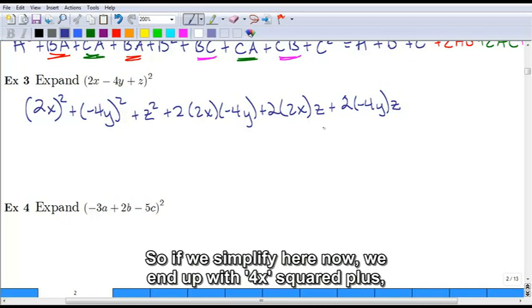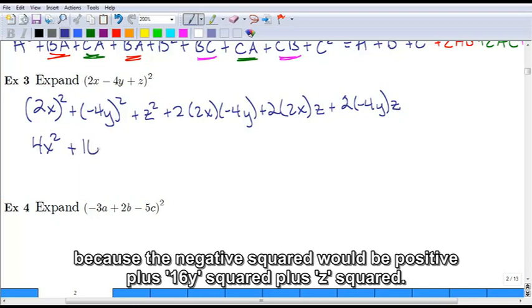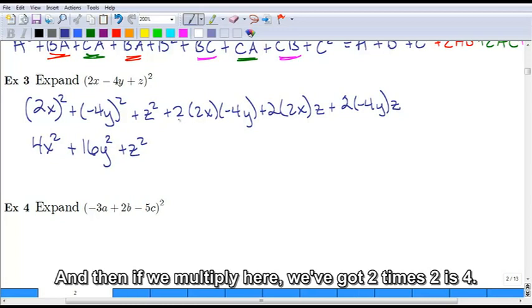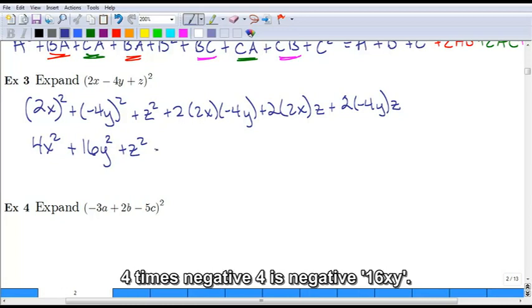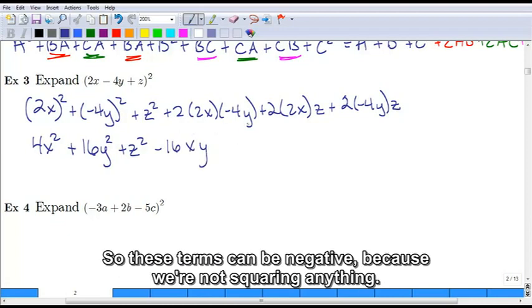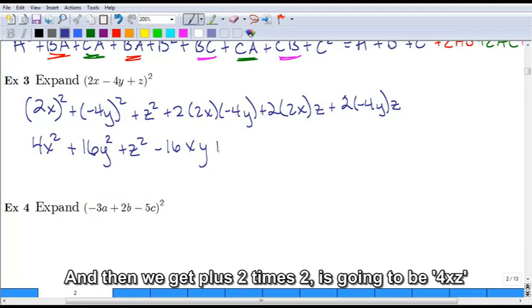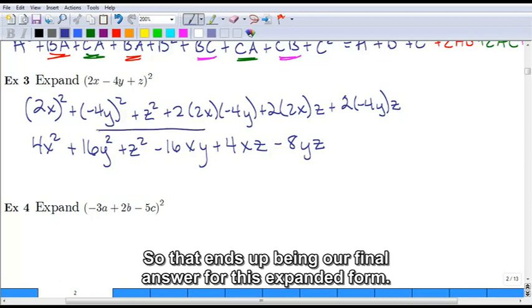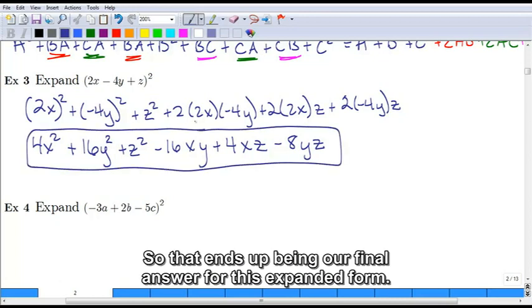Okay, so if we simplify here now, we end up with 4x squared plus, because the negative squared would be positive, plus 16y squared plus z squared. So all of these squared terms should be positive since we're squaring them. And then if we multiply here, we've got 2 times 2 is 4, 4 times negative 4 is negative 16xy, so these terms can be negative because we're not squaring anything. And then we get plus 2 times 2 is going to be 4xz, and 2 times negative 4 is going to be negative 8yz. So that ends up being our final answer for this expanded form.